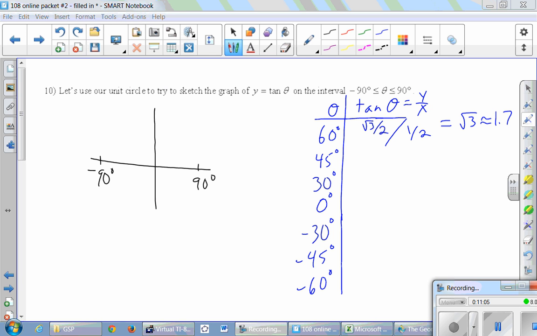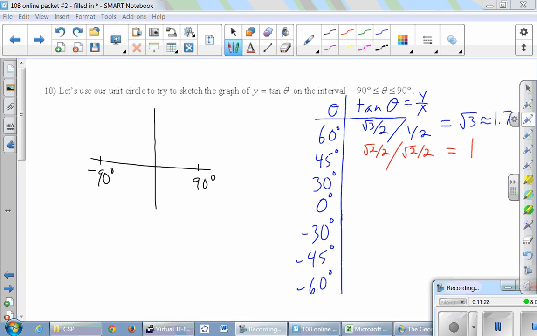For 45 degrees, again, we're doing the y over the x, so look at your unit circle. For 45 degrees, you should see that the y value is root 2 over 2, and the x value, I'll do this in a different color, the x value is the same. It's root 2 over 2 divided by root 2 over 2, which is simply 1.